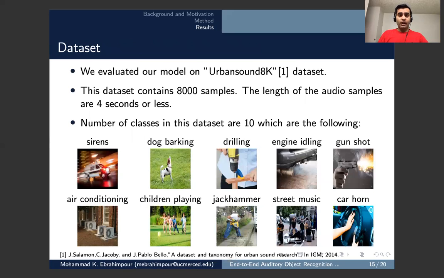So we evaluate our model on the UrbanSound classification dataset. This dataset contains 8,000 audio files, and the length of those audio files is 4 seconds or less. When we are dealing with samples that are not 4 seconds, we are basically padding zeros to make them 4 seconds. The number of classes in that dataset is fixed to 10. Some of the classes are air conditioning, children playing, jackhammer, street music, car horn, etc.